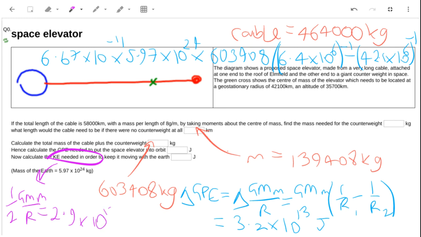It's not exactly half of the previous question because we didn't have to move the elevator from the center of the Earth. I suppose it wasn't the center of the Earth, it was from infinity, or either of those. We had to take it from the surface of the Earth.